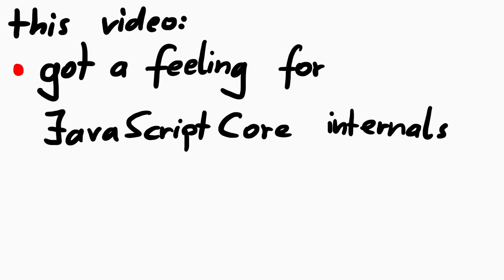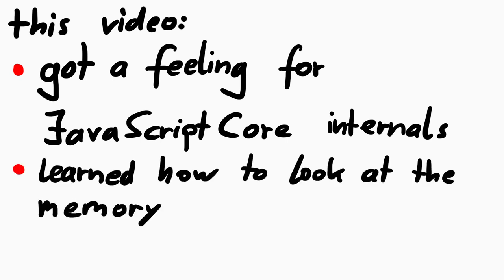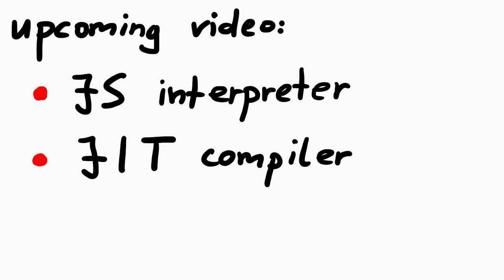Now we have a good understanding of how JavaScript objects and values are represented in memory by JavaScript Core, and you also have the ability to investigate and look around yourself. Next part, we will have the first look at the JavaScript interpreter and the JIT, the just-in-time compiler.